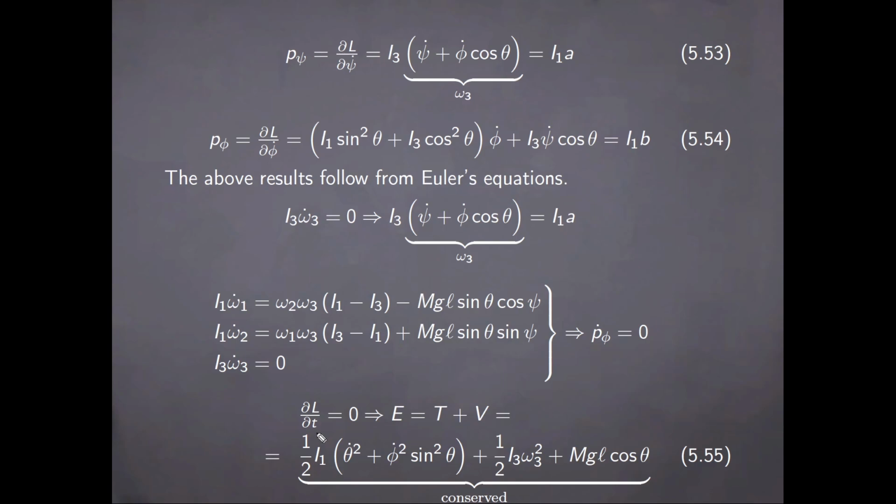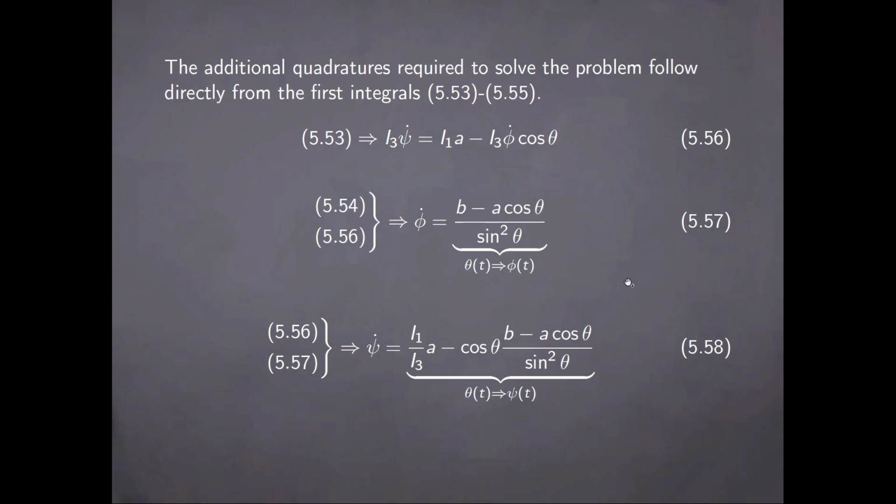Furthermore, since the Lagrangian does not depend explicitly on time, this means that the total energy is conserved. So this quantity is as well constant throughout the motion. This is a set of first integrals to which we require an additional set of quadratures in order to solve the problem, and these quadratures follow immediately from the previous results.